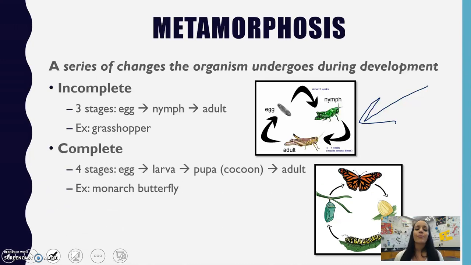The other kind is complete. In complete, there are four stages. So once again, we start with an egg. This time you have a larva, which is typically your caterpillar, and the larva makes a pupa or a cocoon. So you see that in this image here, which then becomes your adult. Butterflies, moths, they all go through complete metamorphosis.